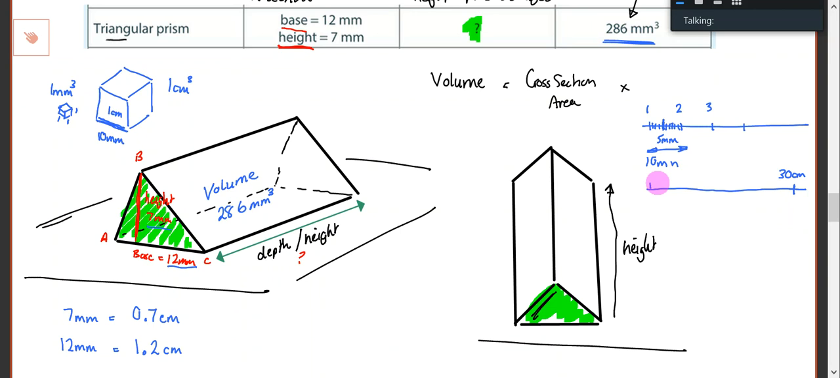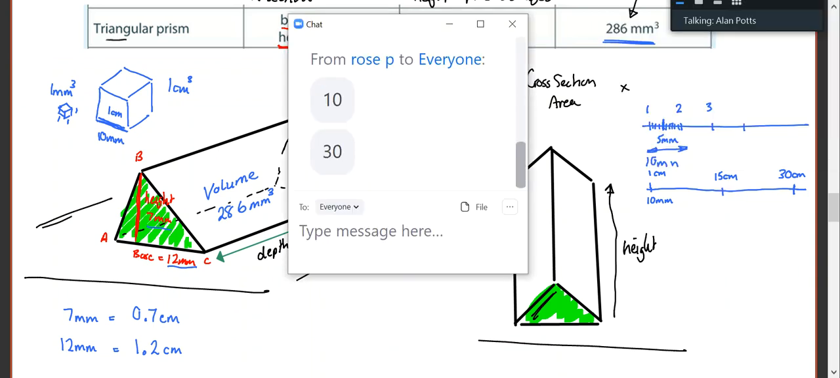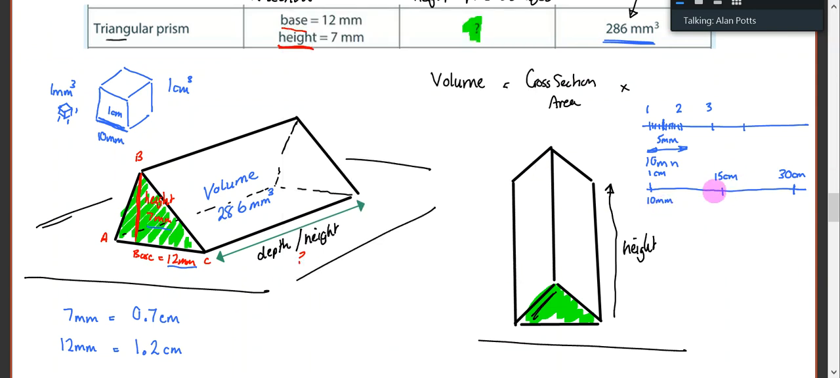So for instance, if we have 1 centimeter, that would be 10 millimeters. If we get to 15, the length of a small ruler would be how many millimeters? There are chats happening. Sorry, I'm not seeing them. 10, 30. Okay. So 10 millimeters. Anyone knows? Not 30 millimeters. It would be 150 millimeters. And 30 centimeters is actually 300 millimeters.